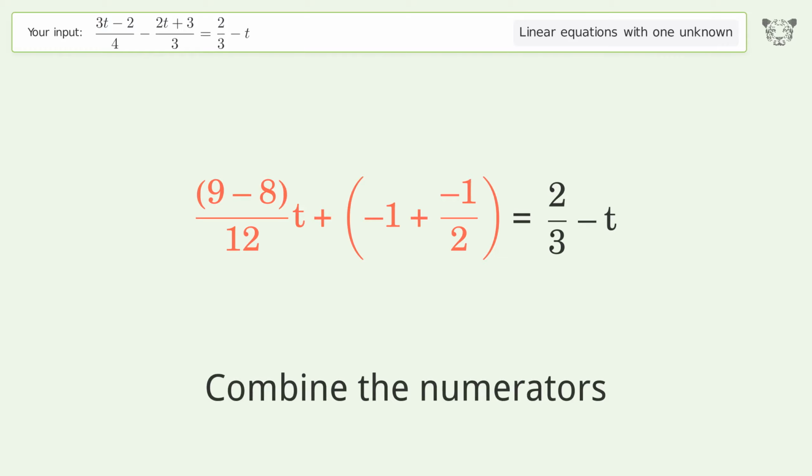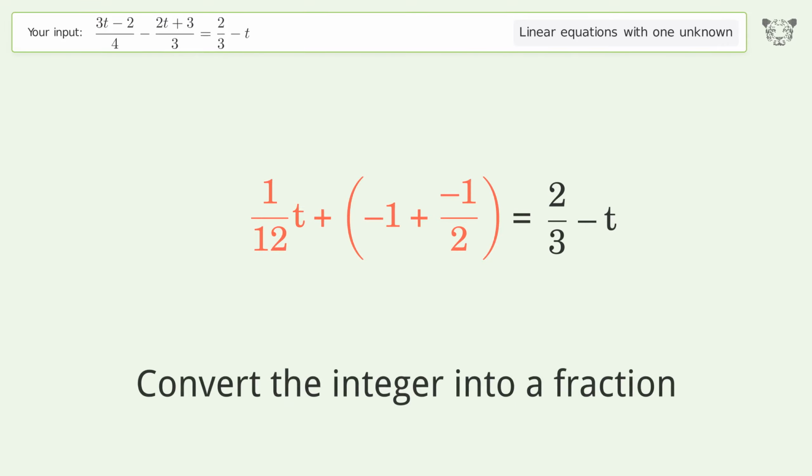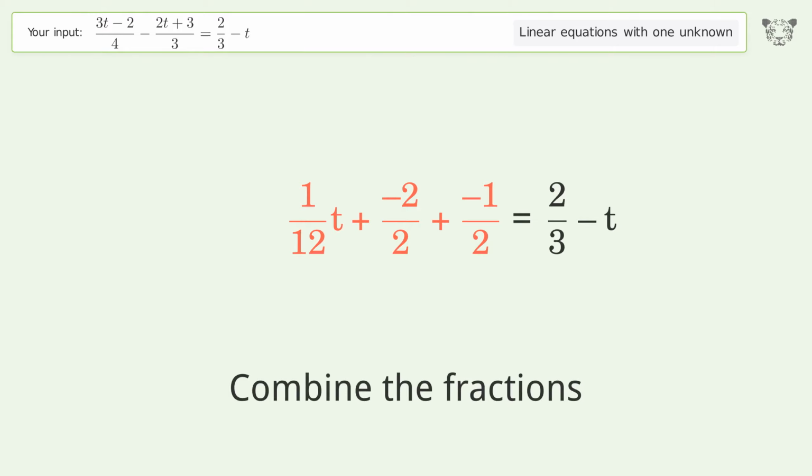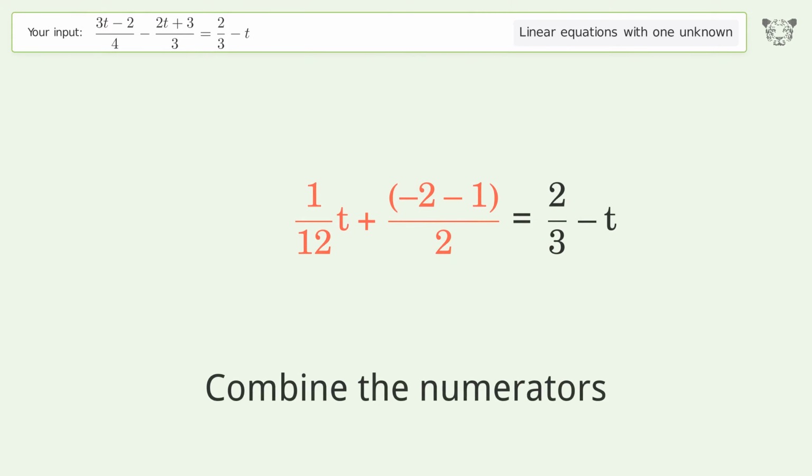Combine the numerators. Convert the integer into a fraction. Combine the fractions. Combine the numerators.